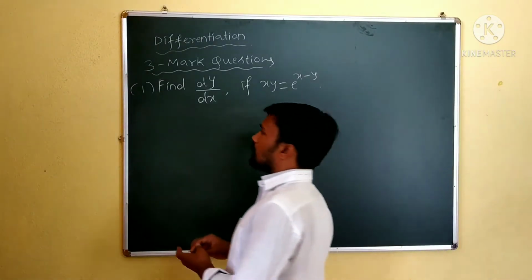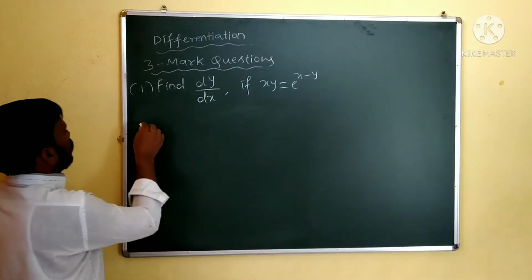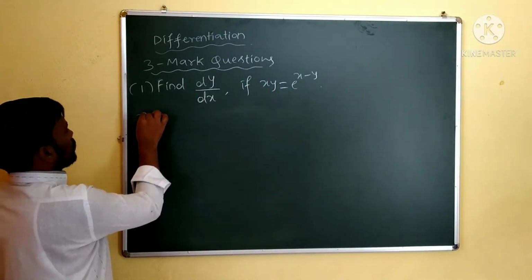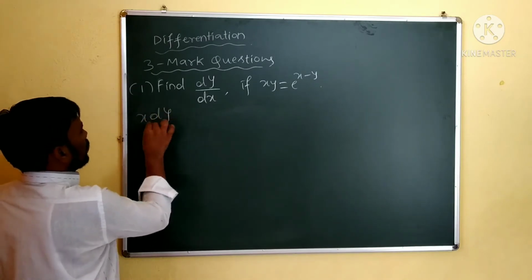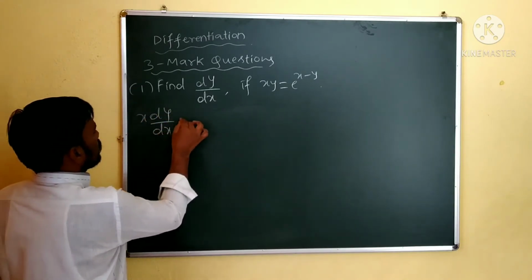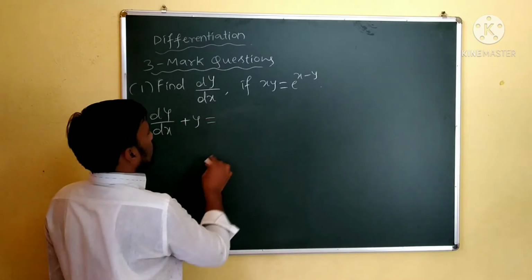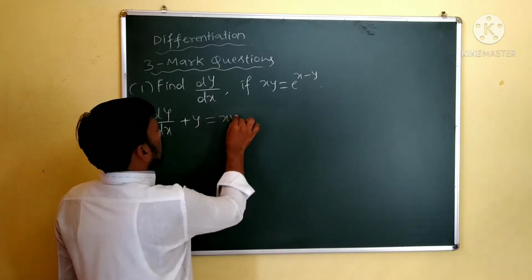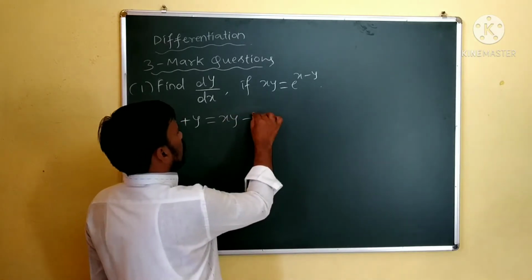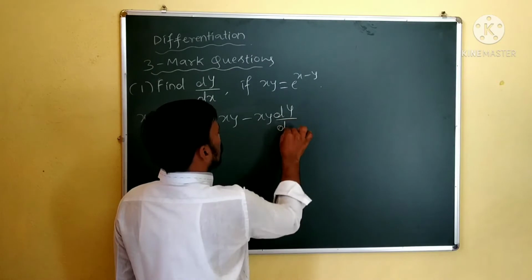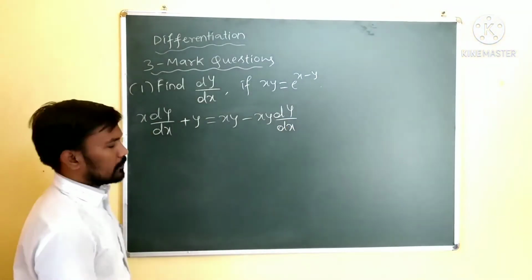So what is the last step? First function x into dy by dx, x into dy by dx plus y into 1 is y, that is equal to xy into 1 is xy minus xy into dy by dx. This is the last step.